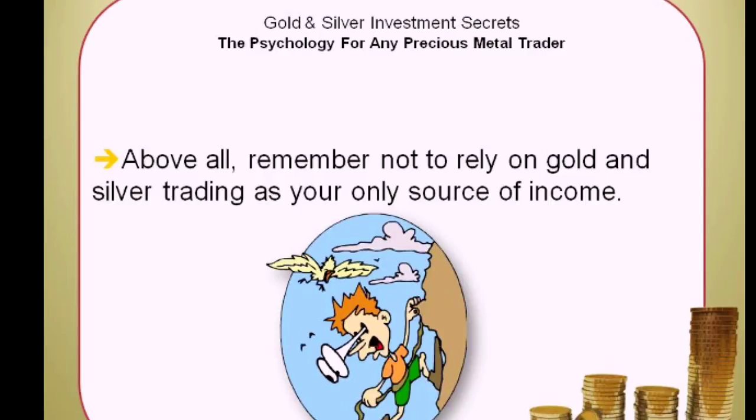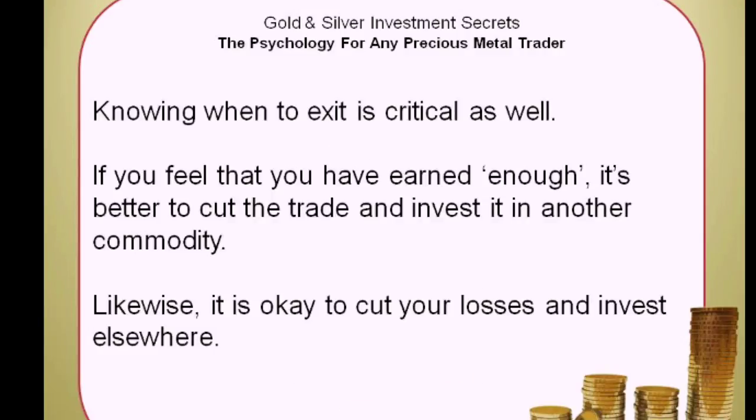Most people, when they put all their eggs in one basket, make bad decisions because it represents all or most of their wealth. When you have income coming in from diverse locations, or even other commodities you are trading with, you will make better decisions. Knowing when to exit is critical as well. If you feel that you have earned enough, it's better to cut the trade and invest it in another commodity. Likewise, it is okay to cut your losses and invest elsewhere.